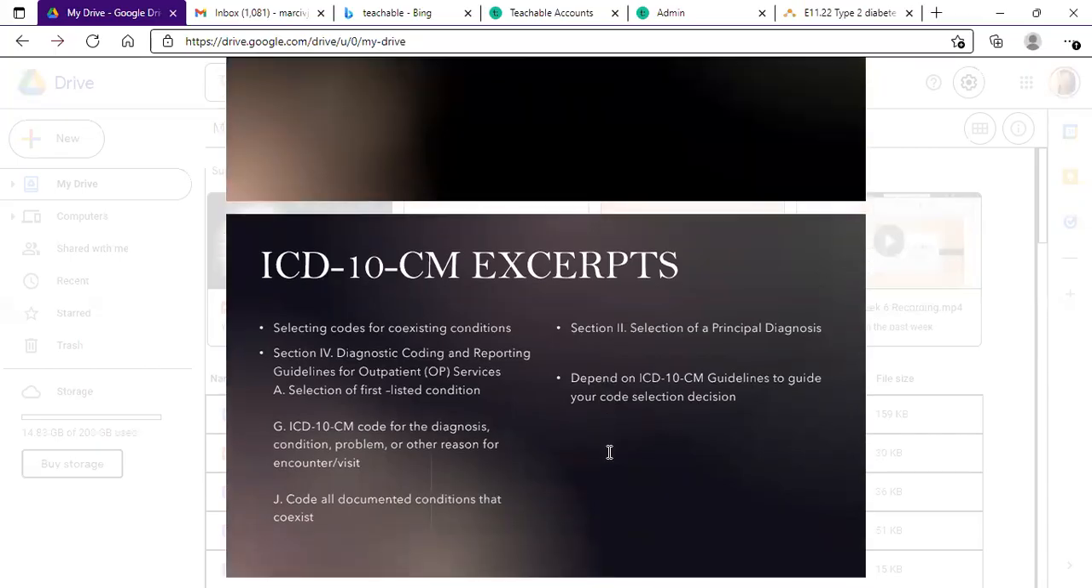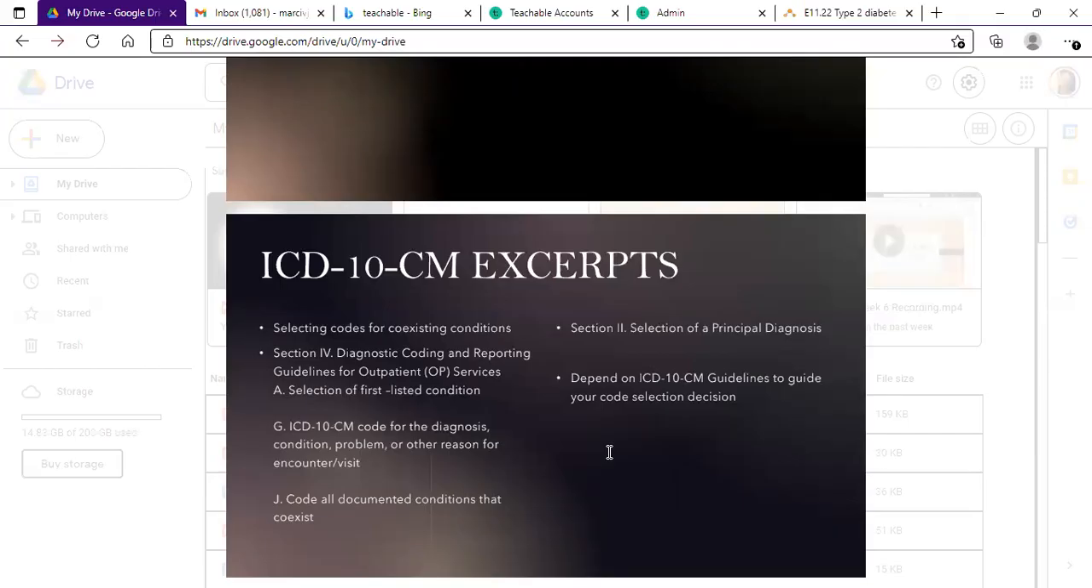So, selecting codes for coexisting conditions. Section 4, which we talked about earlier, and we talked about A: diagnostic coding and reporting guidelines for outpatient services. If you see OP and IP, that's outpatient and inpatient. Selection of first listed diagnosis or first listed condition is section A in section 4 of your guidelines. So G: ICD-10-CM code for the diagnosis, condition, problem, or other reasons for the encounter. You're coding for the diagnosis, the condition, or the problem or other reason for the visit. J: code all documented conditions that coexist.